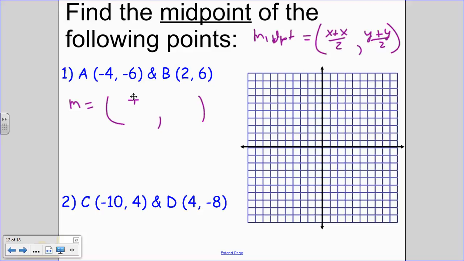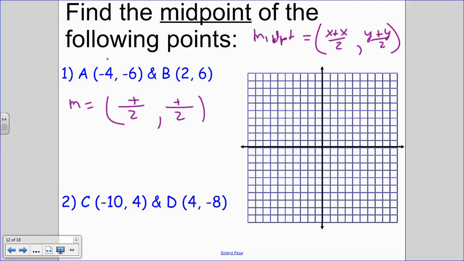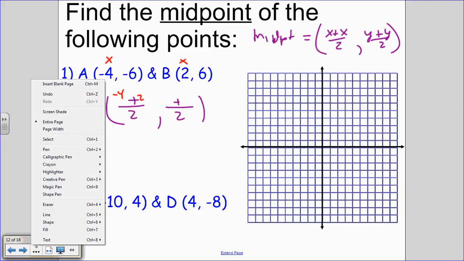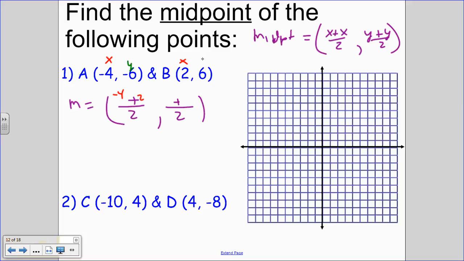I always say write your formula skeleton first before you insert any values so that you know where to put the values. Your x's have to go together, so my x's are -4 and 2. And then your y's have to go together. You cannot mix the two. Y's with y's, x's with x's. And now simplify it in stages or using your calculator.